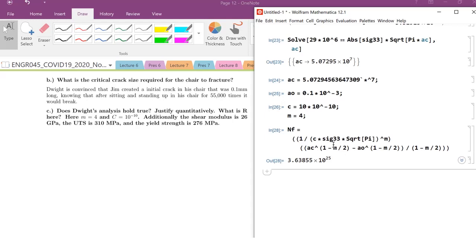So here I've got my a sub c, I've got my a naught, and I can see that this is very, very different in terms of my number of cycles to failure. My number of cycles to failure is much, much, much larger than 55,000. So Jim did not trick Dwight. So something else funky is going on here. So yeah, that's pretty much all we're going to have to deal with in here. So that's everything.